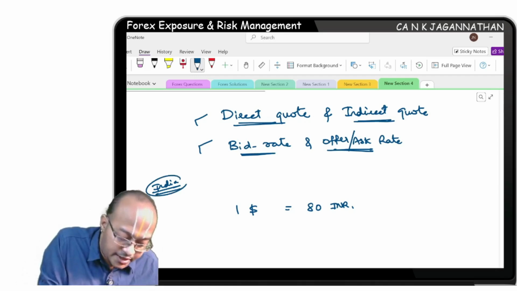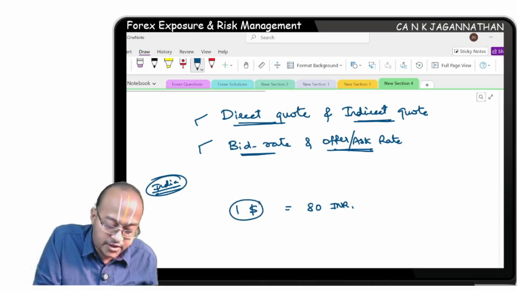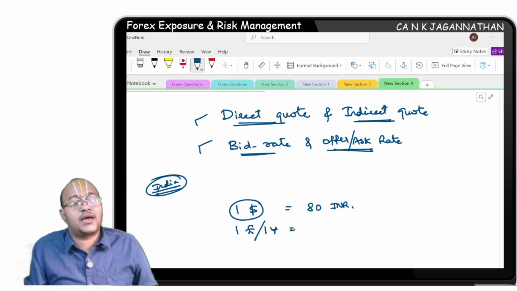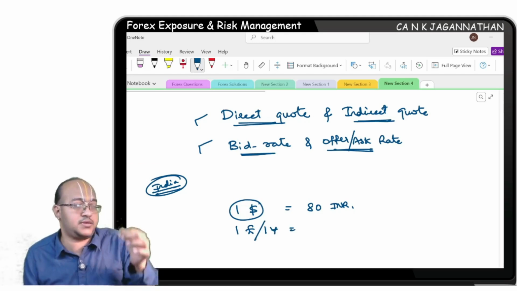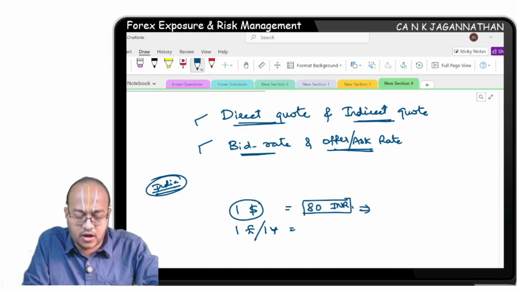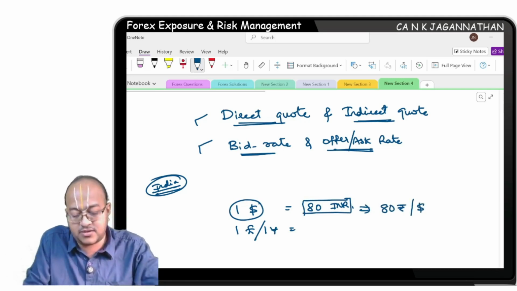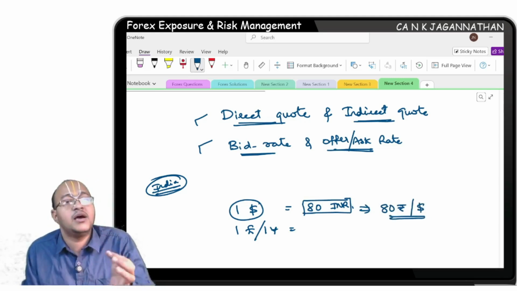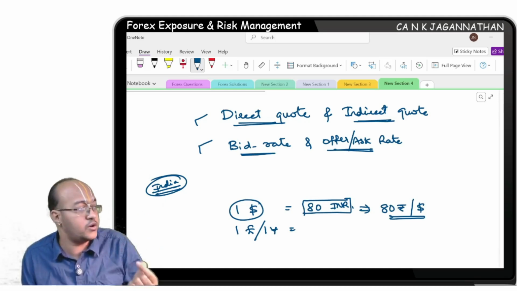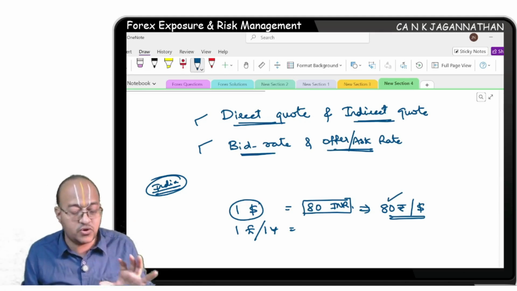Now see, you are in India, correct? For you, what is the foreign currency here? Dollar is the foreign currency. Assume $1 or 1 pound or 1 yen, like this. If a quote is given for foreign currency, here 80 INR, how do we read this quotation? $1 is equal to 80 INR. We read it as 80 rupees per dollar, which means for every 1 unit of foreign currency, so many units of home currency. Just understand, I'll give you an example.